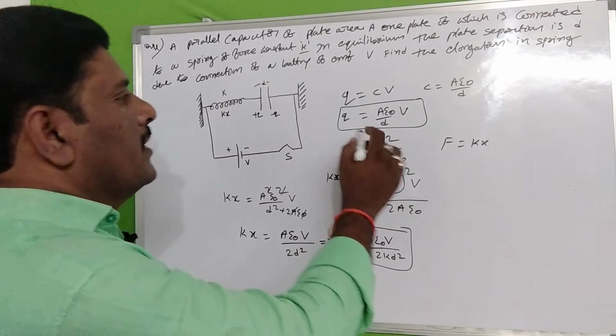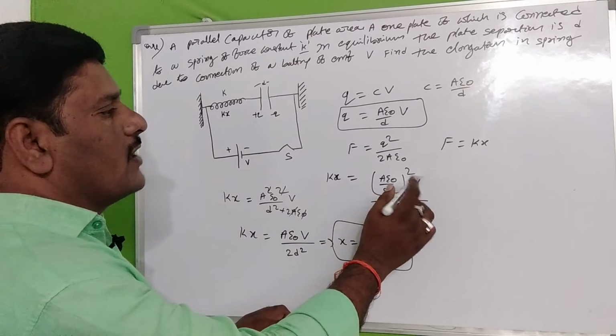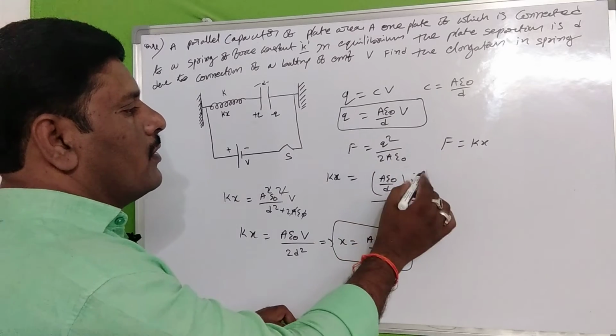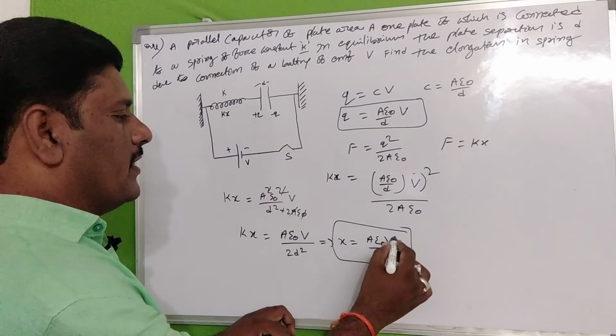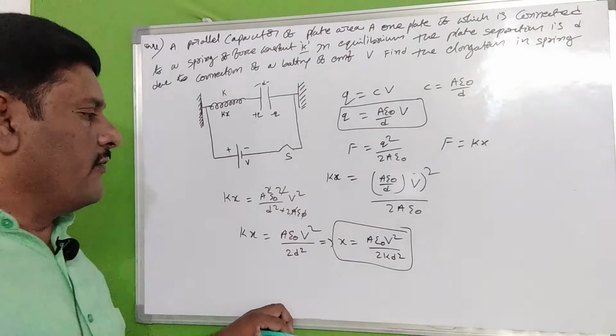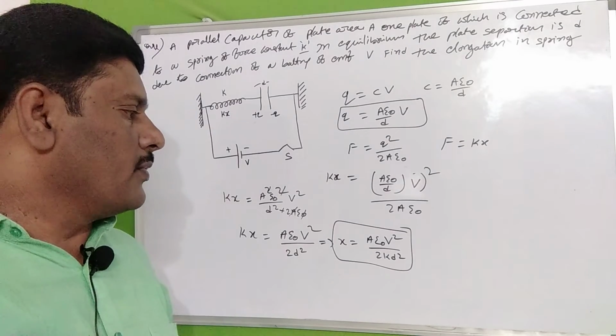Small correction. Here Q equal to A epsilon naught by D into V, so this one also A epsilon naught by D into V, giving V square. Finally we get the answer x equal to A epsilon naught V square by 2k D square.